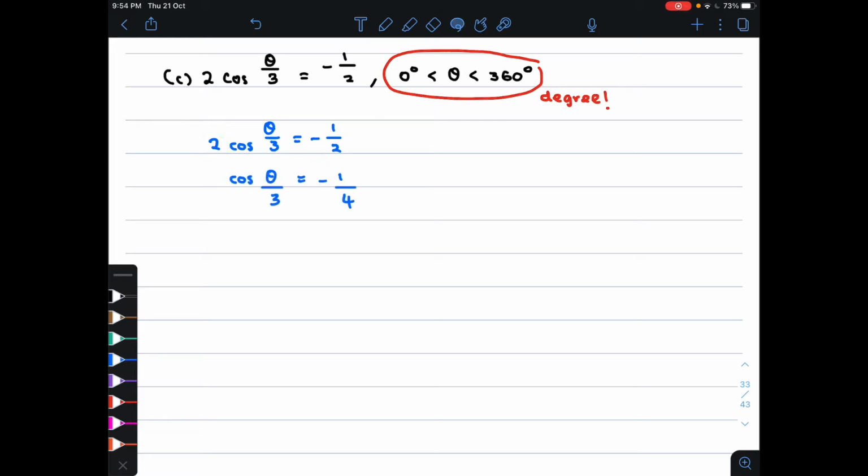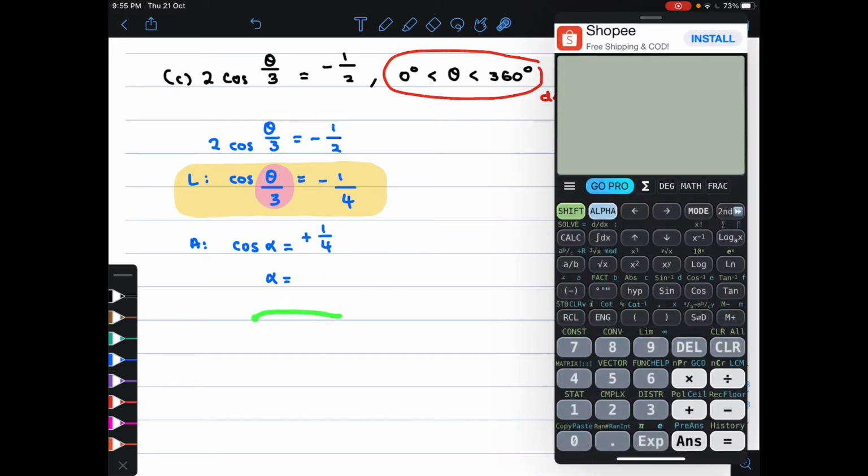And we'll get cos theta over 3 equal to negative 1 over 4. And this is in linear form. For alpha, copy down everything here except that you change theta over 3 to become alpha. Now, what about the right hand side? Here we have negative 1 over 4, but don't forget, for step alpha it should always be positive. So it is positive 1 over 4. And hence, alpha is cos inverse 1 over 4.